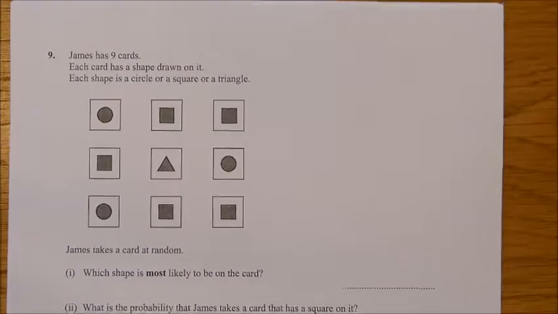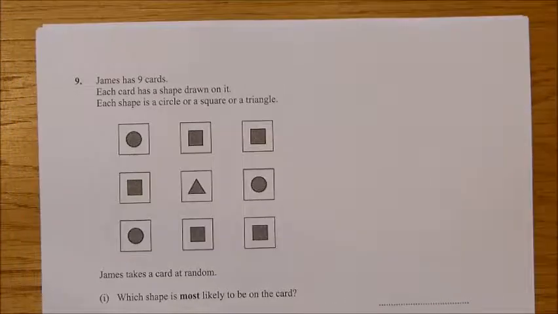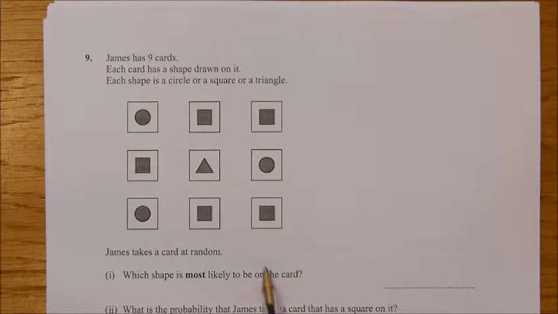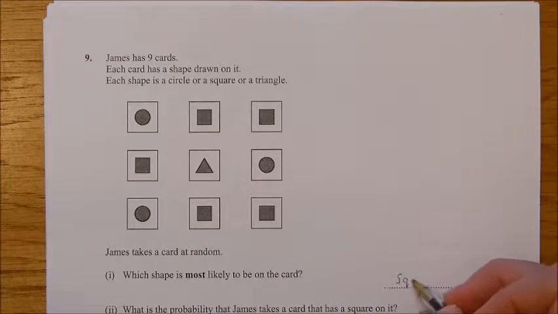Okay, question 9. James takes a card at random. Which shape is most likely to be on the card? Well, the one that's most likely to be picked is the one that comes up the most. There are 5 squares, so the answer here is square.